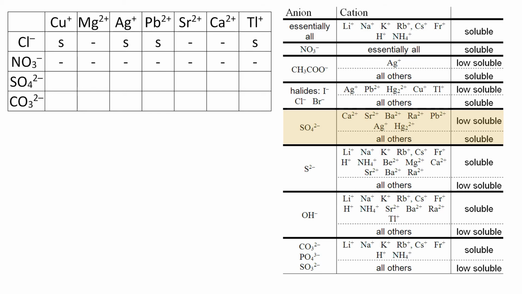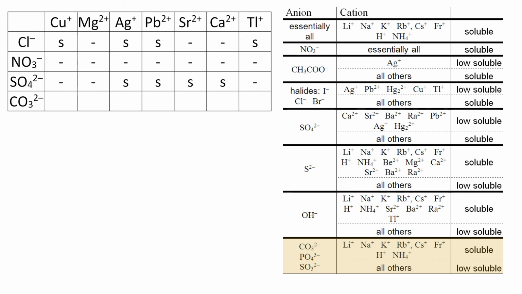Now for sulfate. Cu plus is in the all others category, so it's soluble, so I'll put in a dash. Mg2 plus is also in the all others category, which is soluble, so I put in another dash. Ag plus is listed as low soluble, so I'll put a solid in the box. Pb2 plus also low soluble, so I'll write solid. Sr2 plus also low soluble, so I'll put solid. Calcium ion also low soluble, so I'll put S for solid. And then Tl plus is in the soluble category, all others, so I'll put a dash.